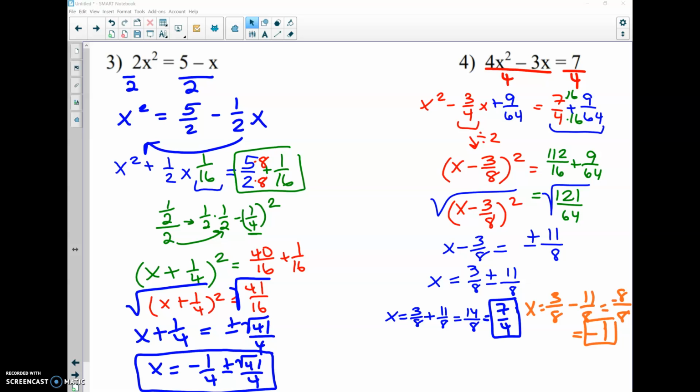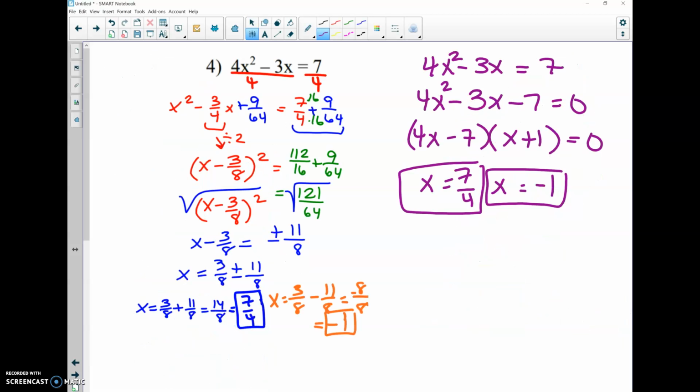In a second, I'm going to show you what the factored out form of number 4's equation is. I just need to make some room here. All right, so this was done on purpose here. Example number 4, if we went through the whole completing the square process, this is what we would do. We would get 7/4 and -1. On the right-hand side here, I moved 7 over, and this trinomial 4x squared minus 3x minus 7 is factorable. So our answer here is 7/4 and -1. You will get the same answer.